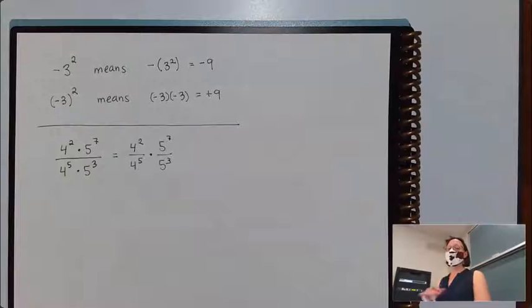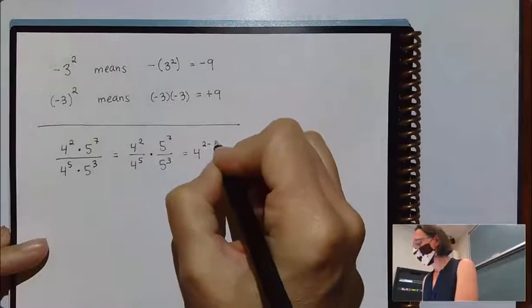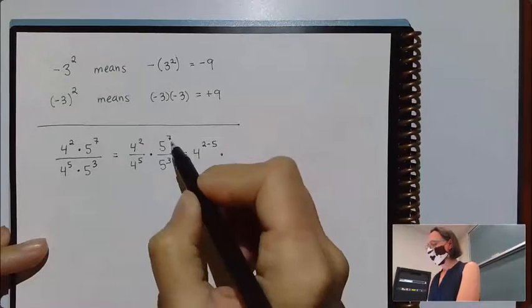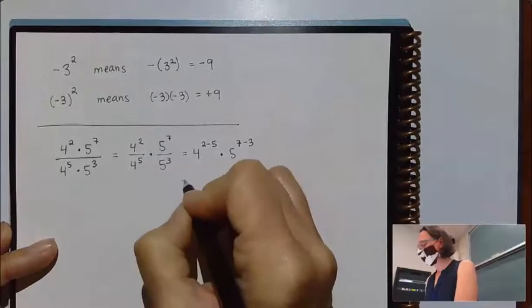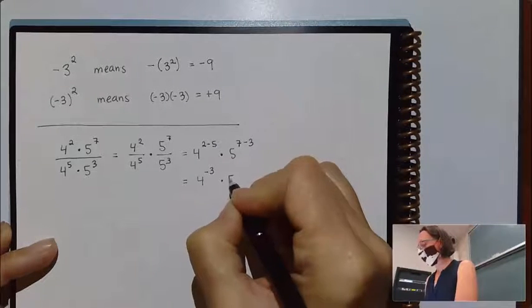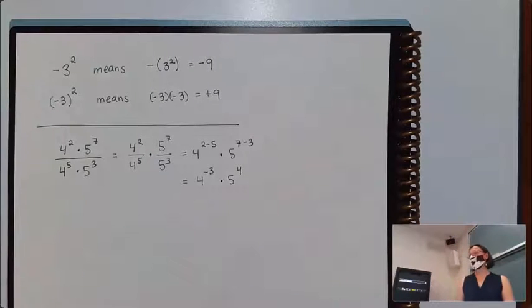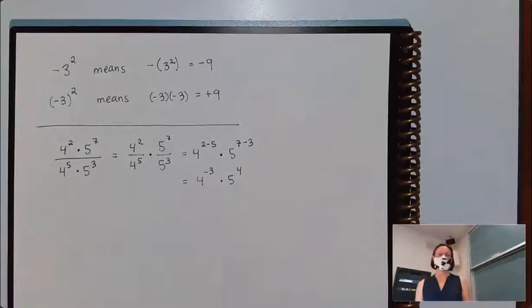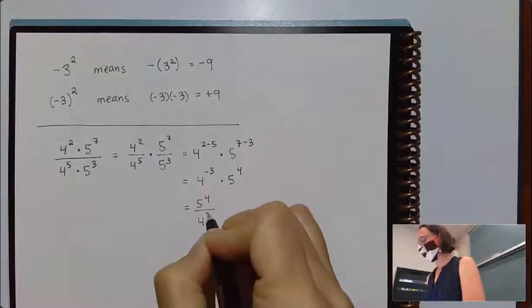So if we go with straight using our exponent laws, I'm going to subtract my exponents on the 4. So I'd have 4 to the 2 minus 5. And then with my 5s, I'd have 5 to the 7 minus 3. Well, if I simplify each of those, that's 4 to the -3rd times 5 to the +4th power, which is a simplified form, but it contains negative exponents. So we would want to rewrite this as 5 to the 4th divided by 4 to the 3rd.